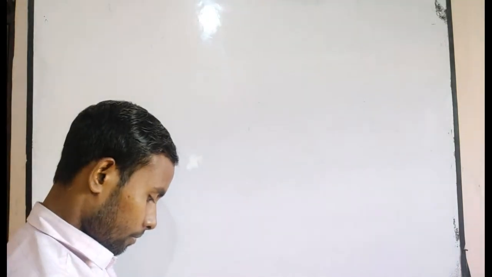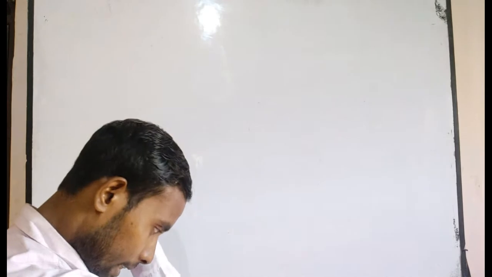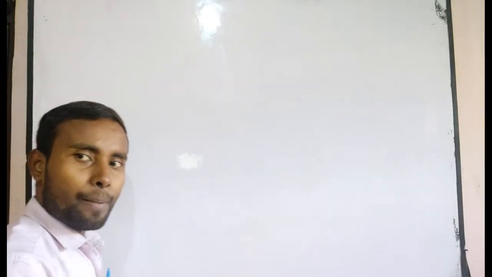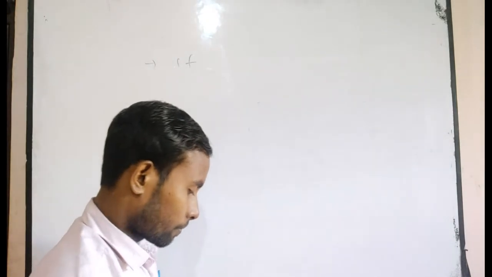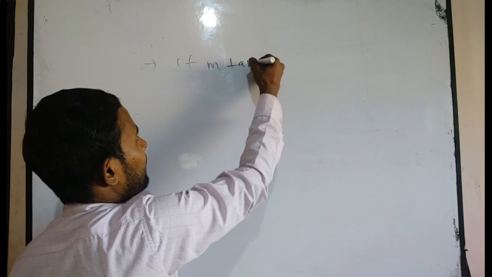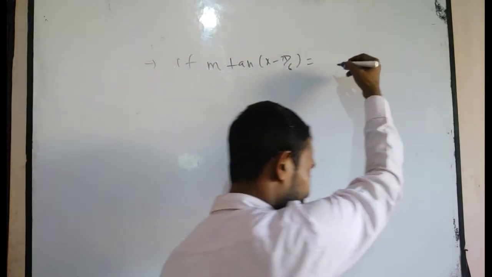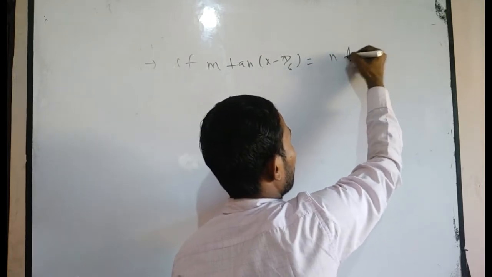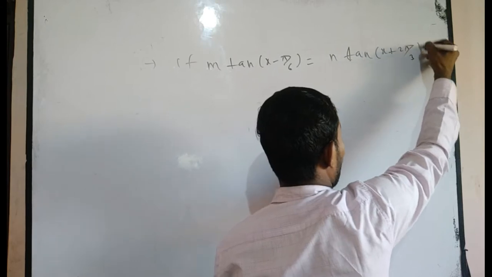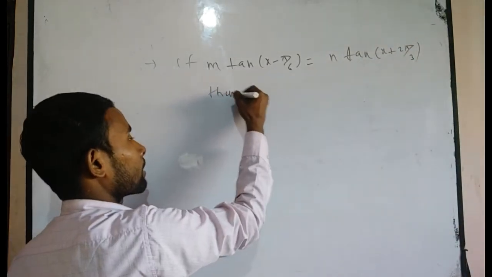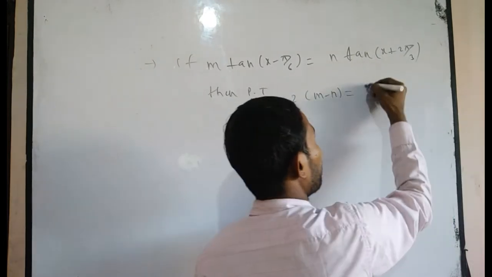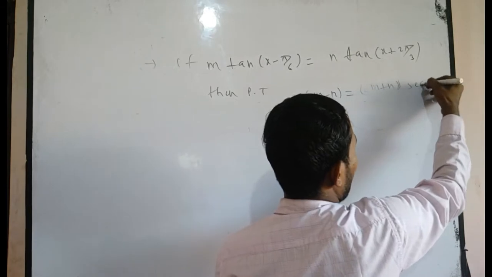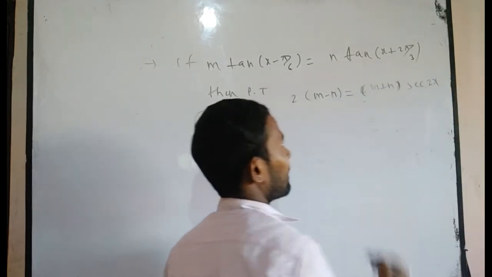Now we take the next example. The next example says that if m times tan of x minus pi by 6 is equal to n times tan of x plus 2 pi by 3, then you have to show, then prove that 2 times m minus n is equal to m plus n into sec 2x. It is m plus n into sec 2x.